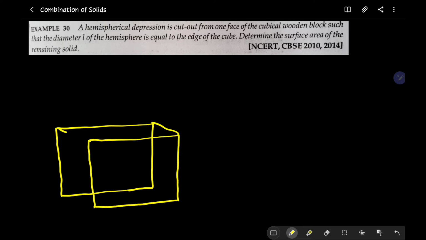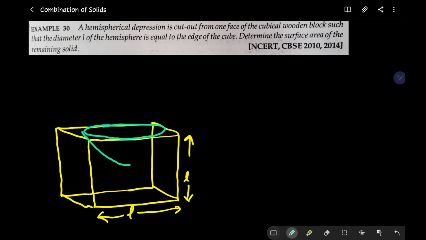In this first problem, a hemisphere is scooped out from a cubical wooden block of side L. You can see the diameter of the hemisphere and the edge length of the cube both are equal to L. So the radius of the hemisphere will be equal to L divided by 2. Finding the remaining volume is very easy, just subtracting the volume of the hemisphere from the volume of the cube. But in this problem, we are asked to evaluate the surface area of the remaining solid.